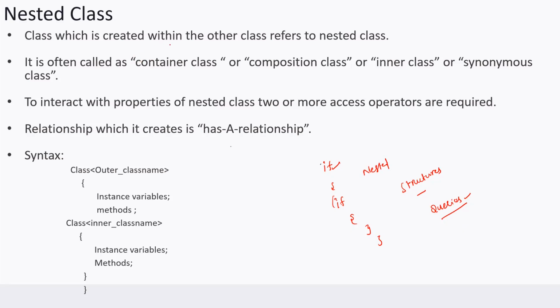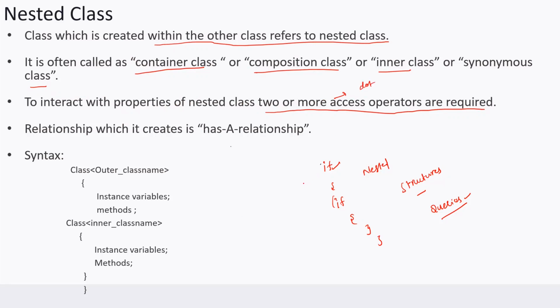In the same way, a nested class is nothing but a class which is created within another class. Clear? So for nested class, we have four names: container class, also called composition class, inner class, or synonymous class. Clear? So to interact with the properties of a nested class, two or more access operators are used. So access operators are nothing but dot operators. Is that point clear? Access operators are nothing but dot operators.